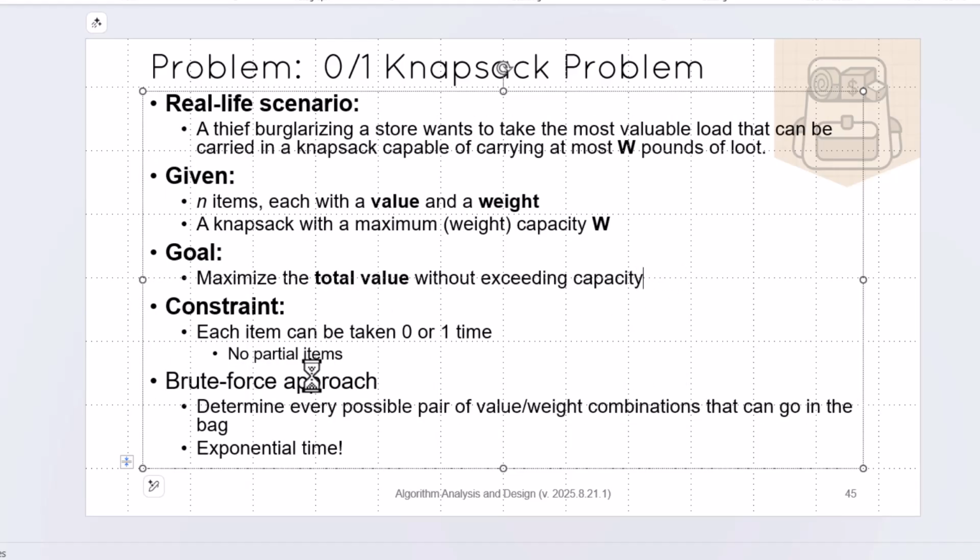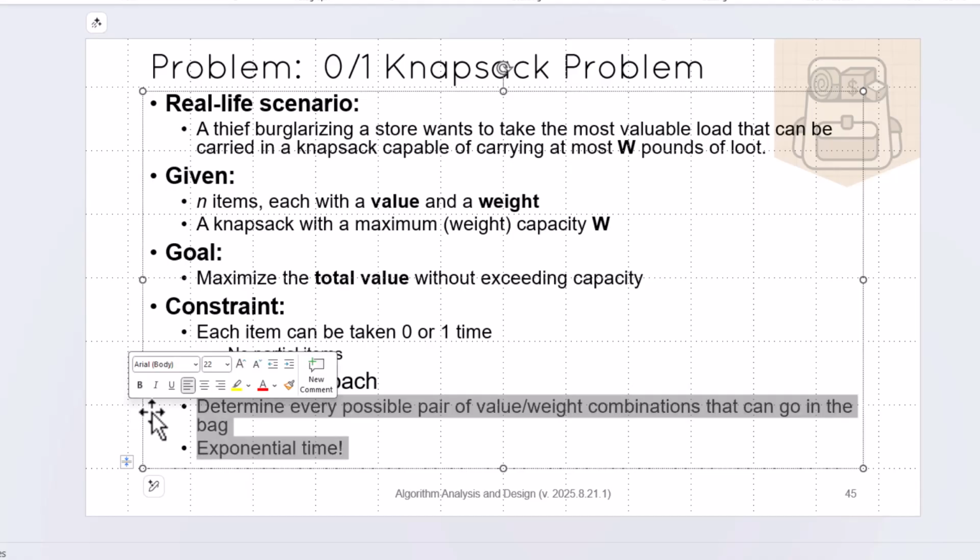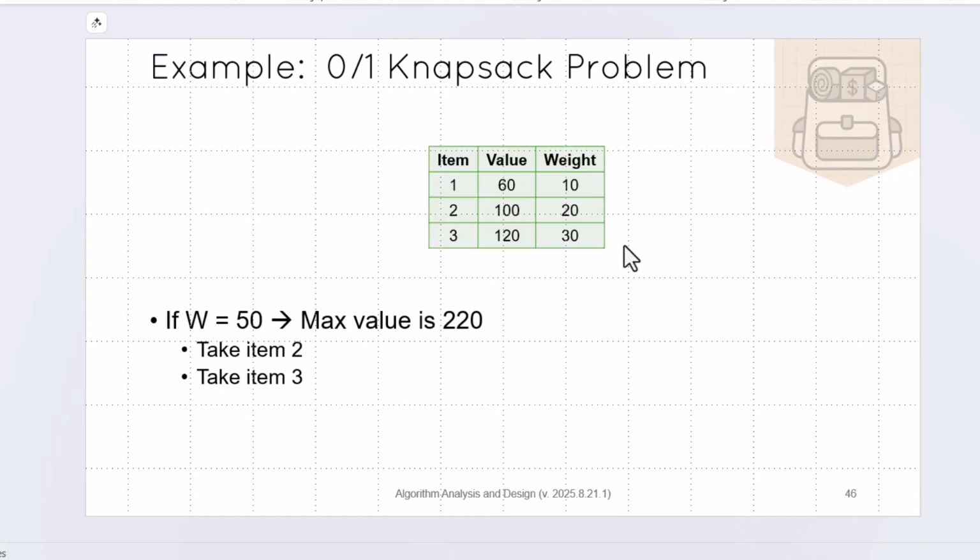All right, so the brute force approach, though, is to determine every possible pair of value weight combinations that can go into the bag. But that is exponential time. That's bad. We don't want that.